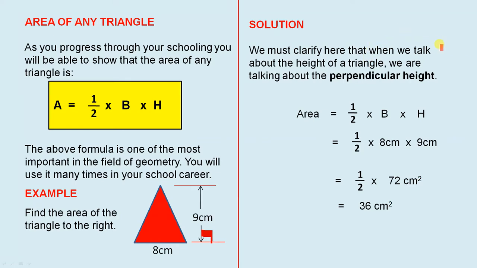We'll just repeat that. We must clarify here that when we talk about the height of a triangle, we are talking about the perpendicular height, and we've just said that here. So the area is half times base times height, which is a half times 8 centimetres times 9 centimetres, which is a half times 72 square centimetres. I'll bet you know your tables. 8 nines are 72. And the answer is 36 square centimetres. So as I said, you will use this formula many, many times in your school career.